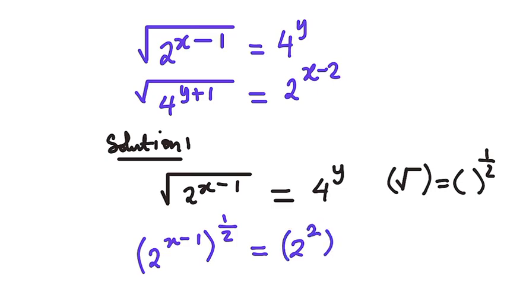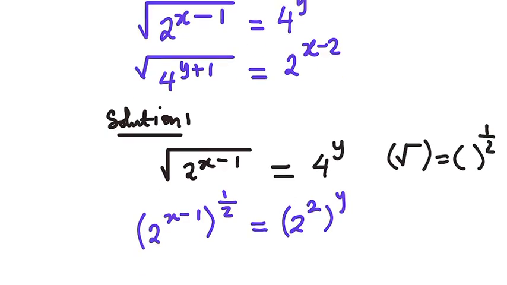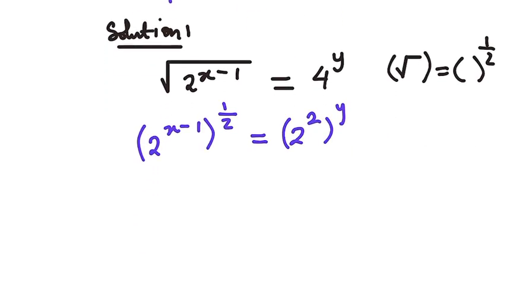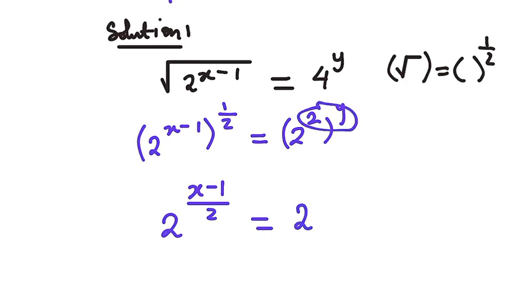of 2, then to the power of y. So moving on, we're going to have 2 to the power of x minus 1, and we multiply the exponents, so we have x minus 1 divided by 2, equals 2 to the power of, we multiply these, 2y.